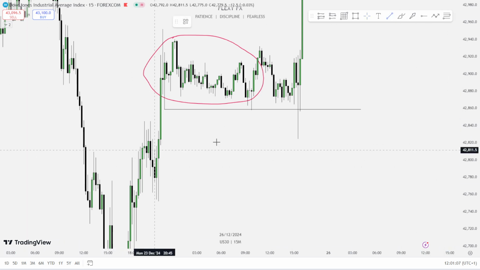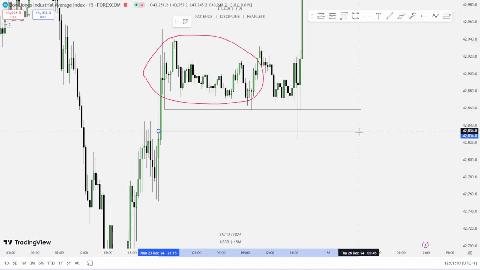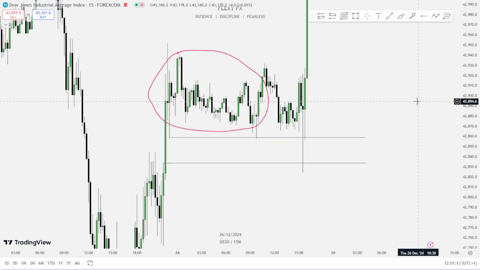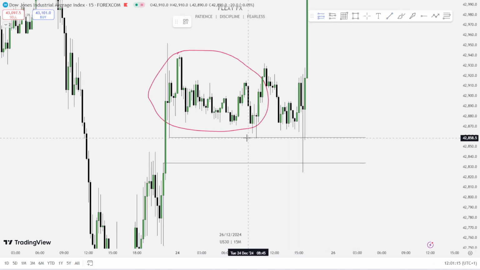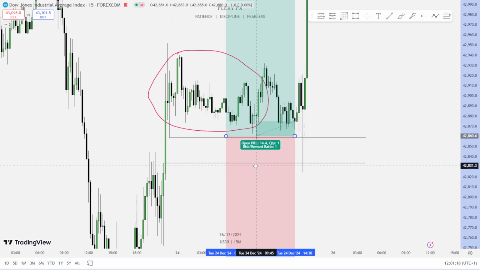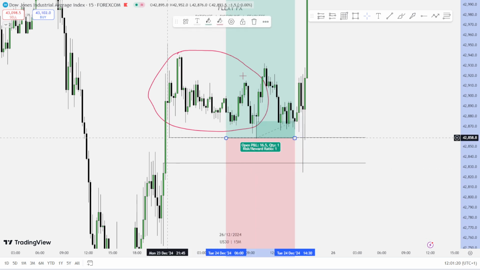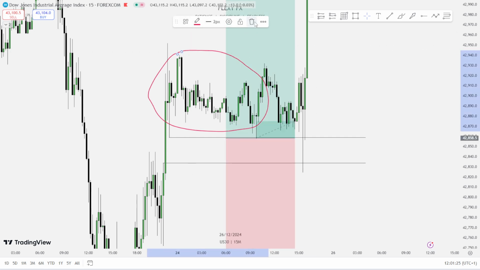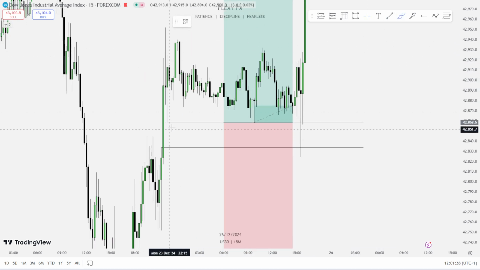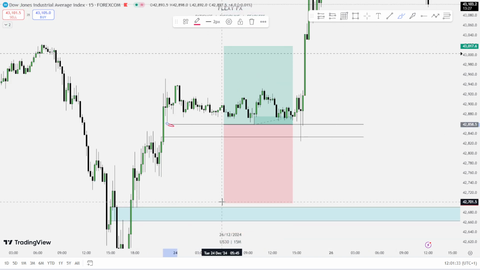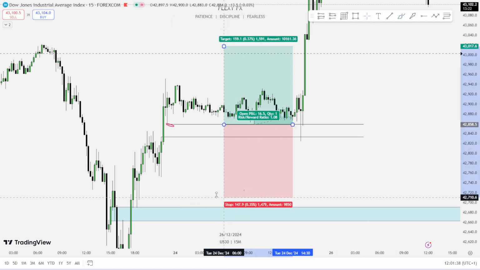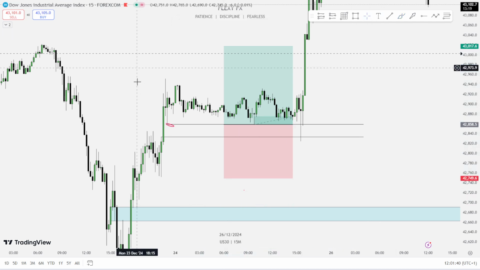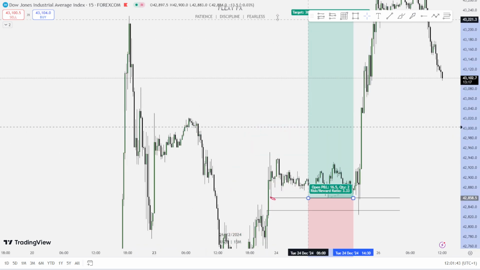Now you can see this is my fair value gap, and then my entry was just below this low, this one right here, which is acting as a liquidity zone. This point right here is acting as my liquidity, and then my stop loss was below this low where the price movement started from, and then I was targeting this high.